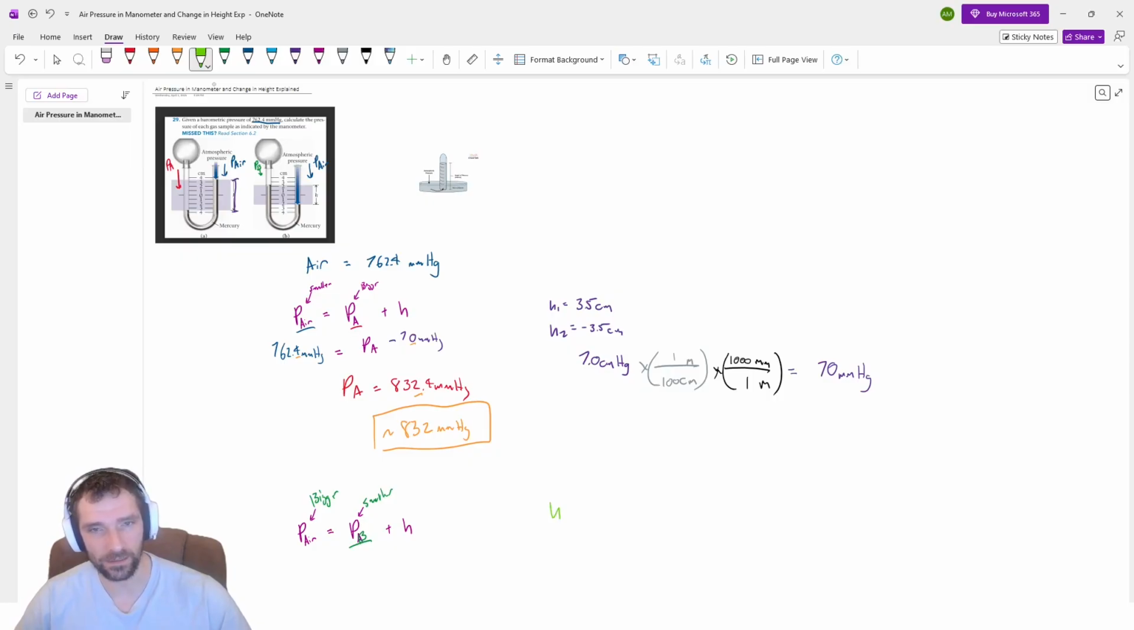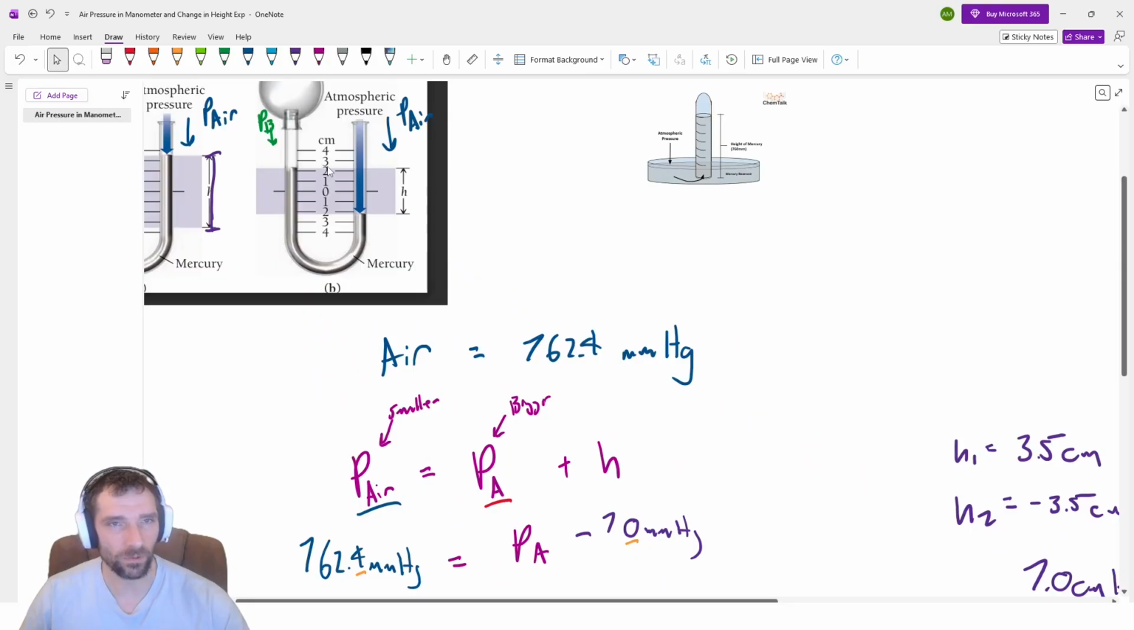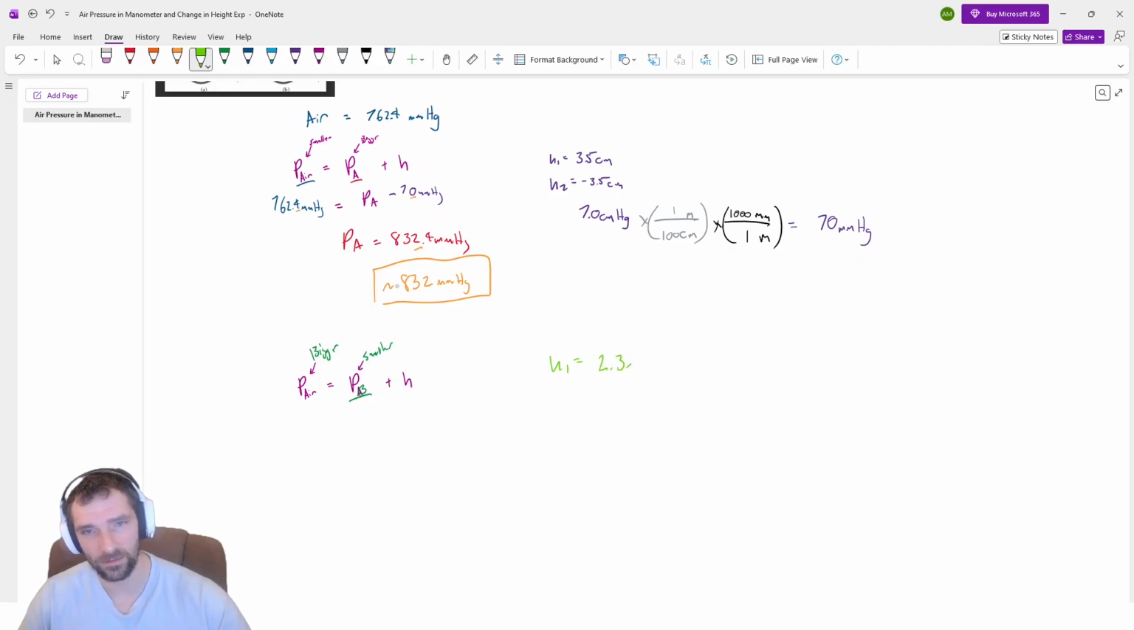In the context there, the H1 value that I'm seeing in this diagram is like 2.3, maybe 2.2, something around that centimeters. And this H2 is like a negative 2.3 centimeters. So in this context, the total value between them is 4.6 centimeters for that change in height, which if we were to do the same math would be 46 millimeters of mercury.